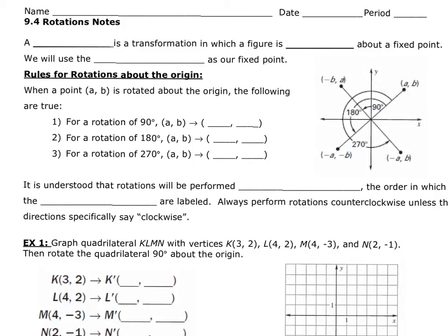Alrighty, now on to rotations. This is another type of transformation. A rotation is a transformation in which a figure is, and you can probably guess, turned or rotated about a fixed point. And that fixed point that we're going to use is the origin, 0, 0, as our fixed point.